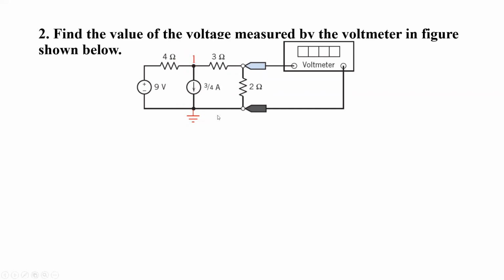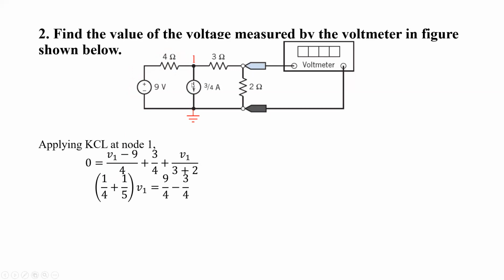Let's start by applying KCL at node 1. When we apply KCL at node 1, let's assume all these currents are outgoing. Incoming current is 0, and we consider the outgoing current through each of these 3 branches. Outgoing current through this branch is V1 minus 9 divided by 4, through this branch is V1 minus 3 divided by 4, and for this branch, V1 divided by 3 plus 2, which equals 5.